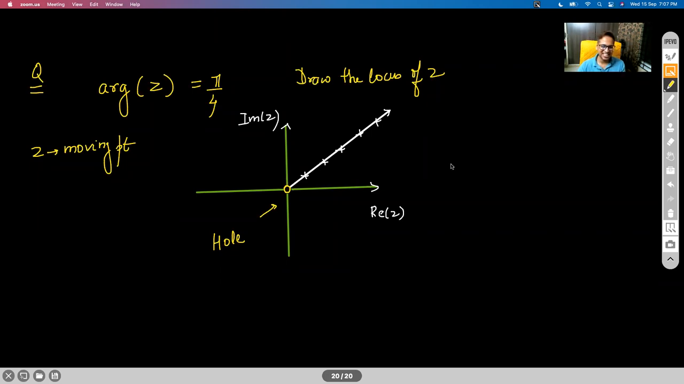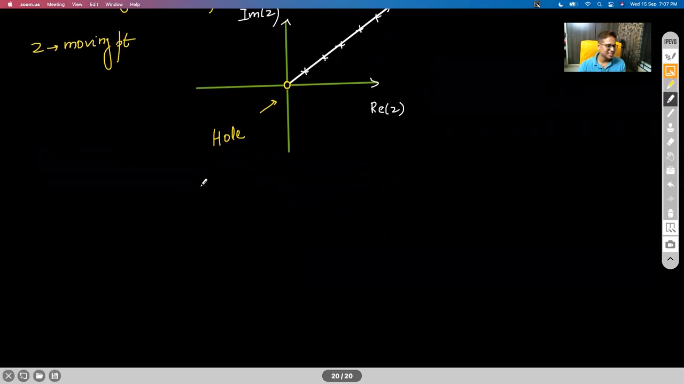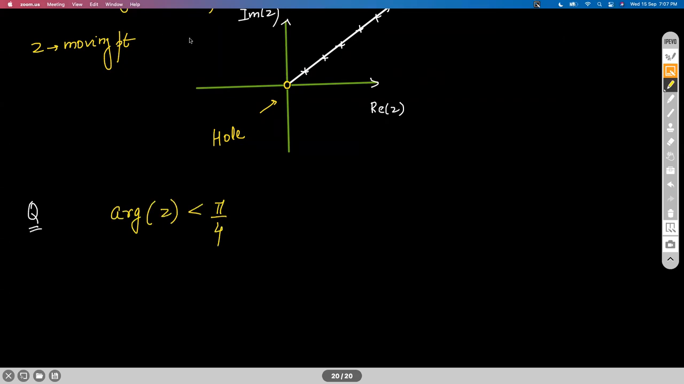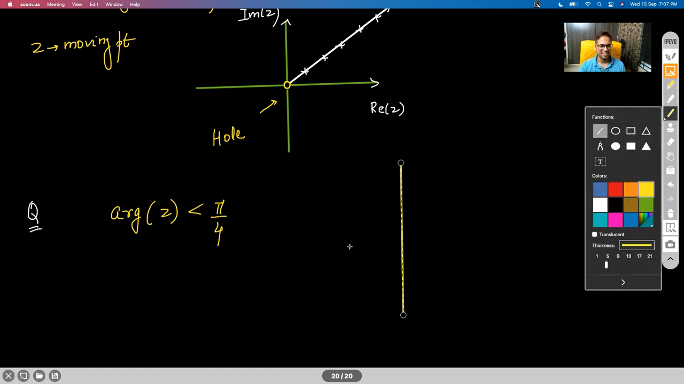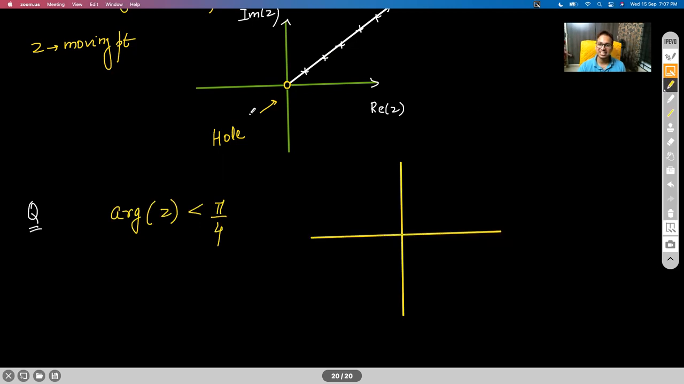Okay. Let me test you with more questions. Let me give you an inequality question. Argument Z is less than pi by 4. In fact, less than pi by 4. See, argument of Z is less than pi by 4.